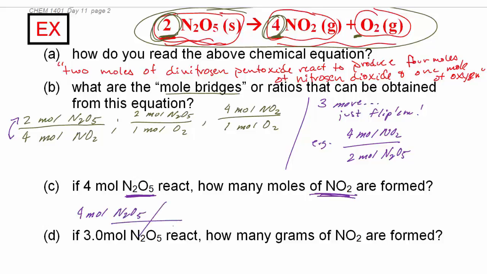Make your ratio. Moles of dinitrogen pentoxide has to be in the denominator. Otherwise it won't cancel. So what ratio am I after? I'm after moles of dinitrogen pentoxide to moles of nitrogen dioxide. What's the ratio? Dinitrogen pentoxide is a 2, NO2 is a 4. So 16 divided by 2 would be 8.